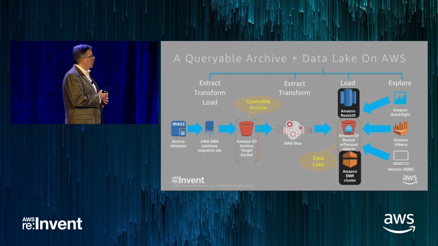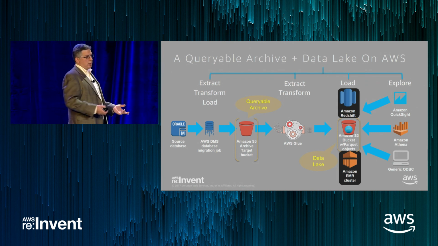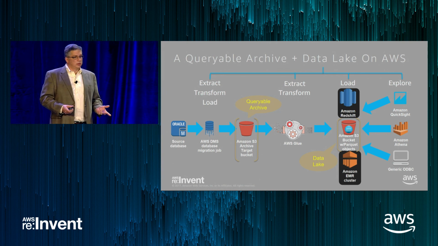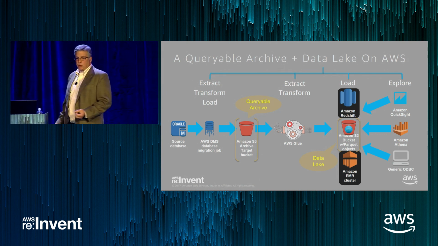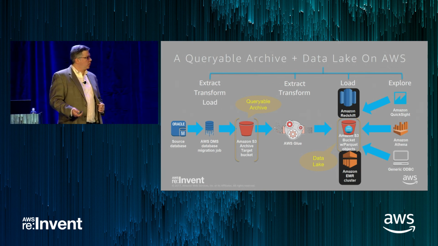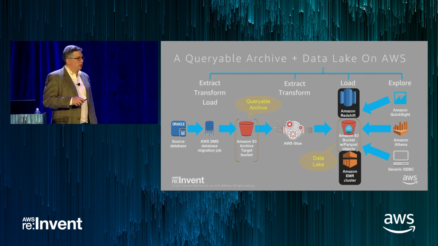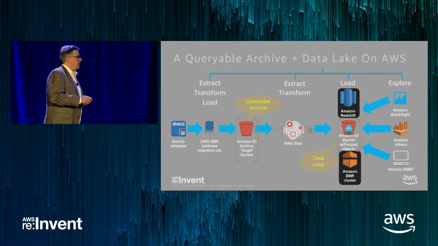2 weeks from now, 3 weeks from now, when volume has calmed down, I can go back to a 10-node cluster. I don't need to provision my infrastructure for peak anymore. I can provision my infrastructure for what I need when I need it. And that's a big advantage, I think, in this model.